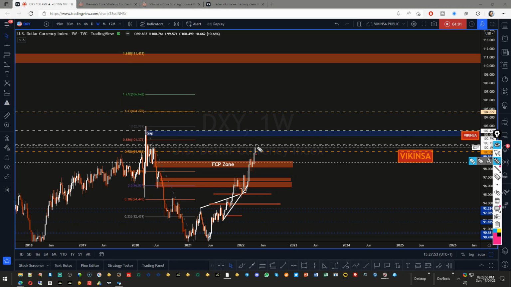So the dollar can take a little bit of pause, it can take a little bit of correction or consolidate here, and then it can rise to the gap level here.